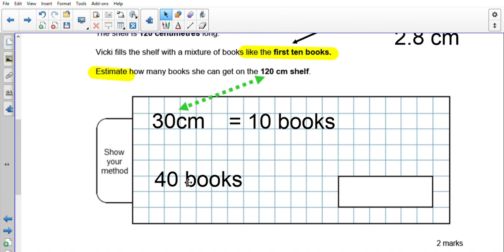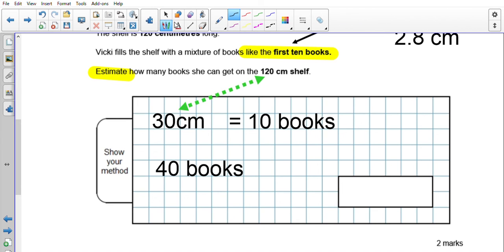Now, I know, because I've estimated that the books take up slightly more space than they actually do, that 40 is going to be a low estimate, and actually I'll be able to fit more books on the shelf. But that's an estimate. That's how it works, and that will get you the marks for this one. Okay, because 2.8 is so close to 3, or 28 is so close to 30, I can round it, and that makes it an estimate, and that's key.